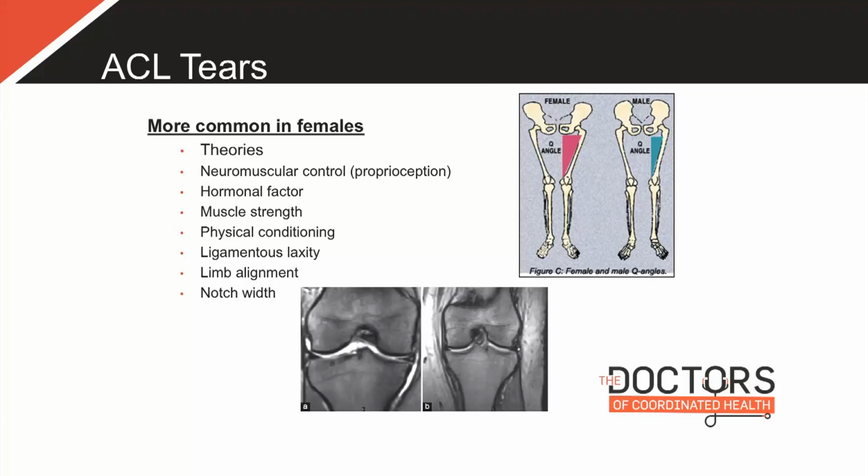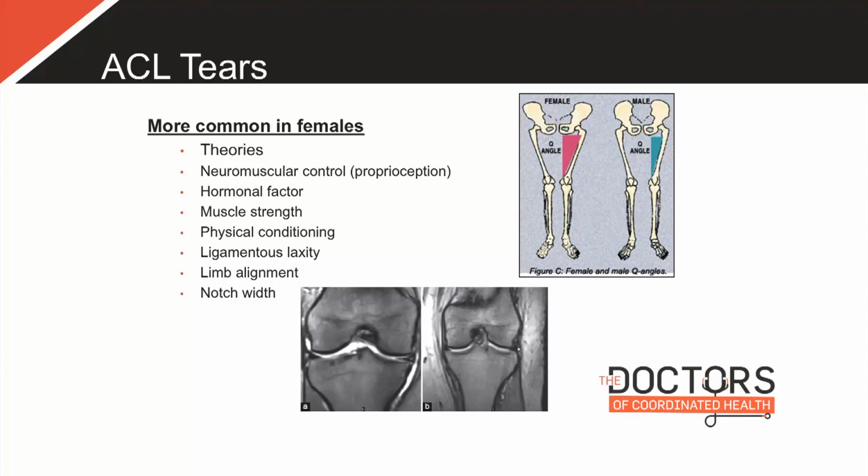Limb alignment's a huge one. So I think limb alignment, which goes along with this, is anatomy. I think anatomy is a huge thing, like notch width. You can see this wide notch, there's room for an ACL and PCL in there. And you see this real narrow one. The PCL dominates that. There's not a ton of room for the ACL, so that can be a factor.